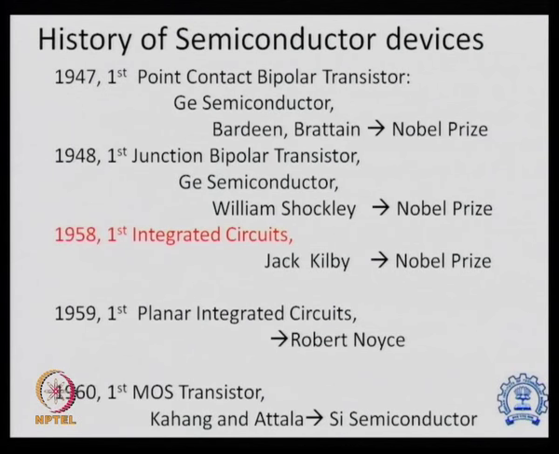In 1958, the first integrated circuit was suggested and actually made by Jack Kilby, then at Texas Instruments. He is the late Jack Kilby now, and he won the Nobel Prize in 2000. Then in 59, the first planar IC came, and that credit goes to Robert Noyce, the most famous person in integrated circuits. I will come to it in the next slide. And the major invention of today came through the efforts of Kahng and Atalla at Bell Labs, who made the first MOS transistor.